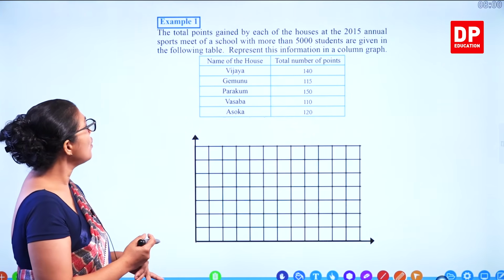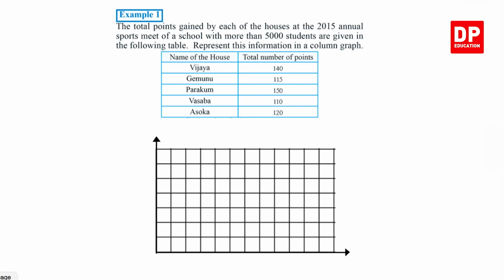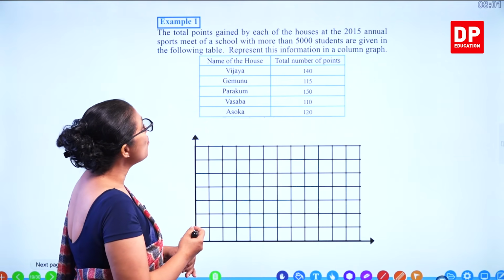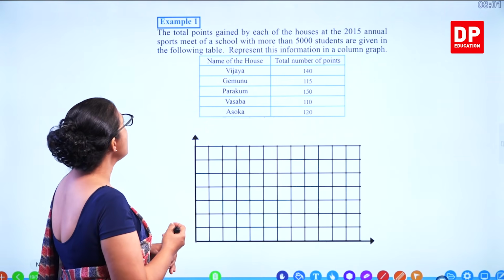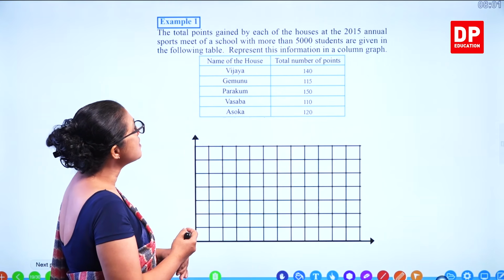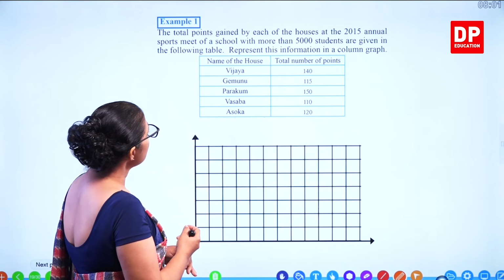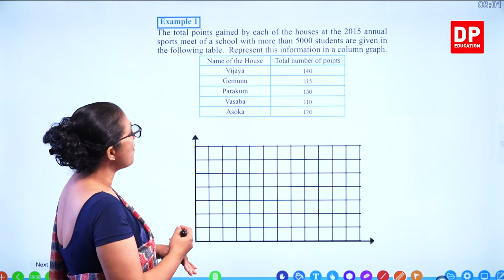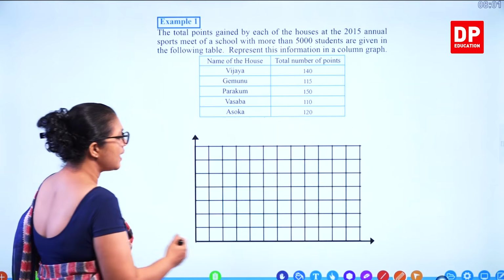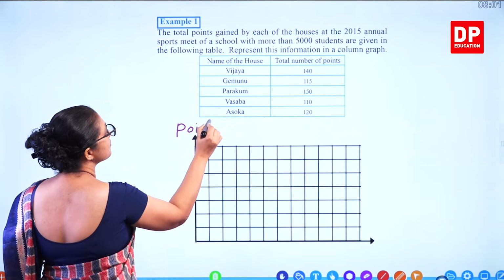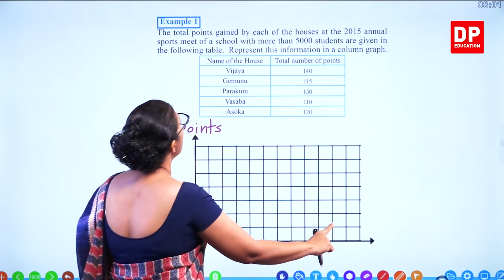Now we'll look at the exercises and examples in your textbook. Example number 1. The total points gained by each of the houses at the 2015 annual sports meet of a school with more than 5,000 students are given in the following table. Represent this information in a column graph. So this is house and the total number of points. So we can take this is points and this side is house.